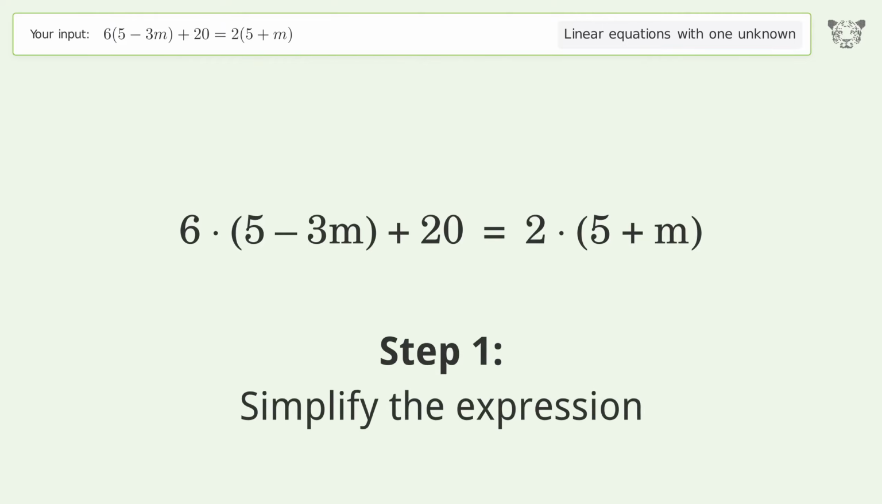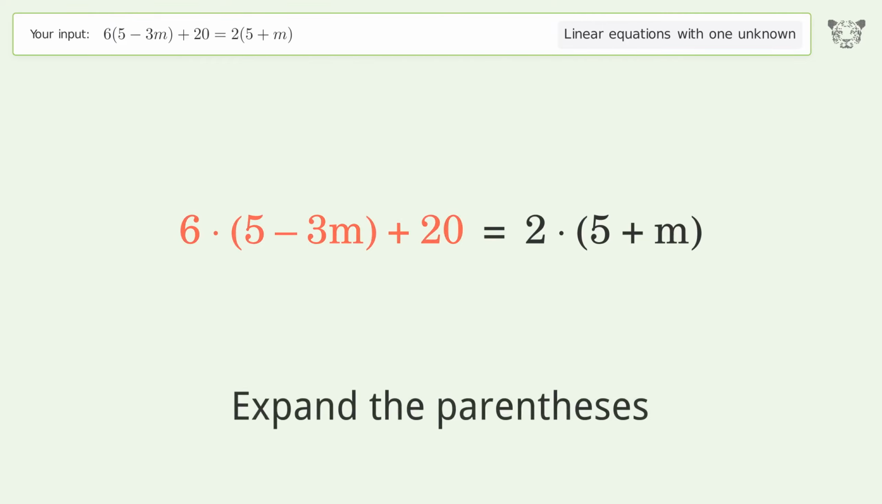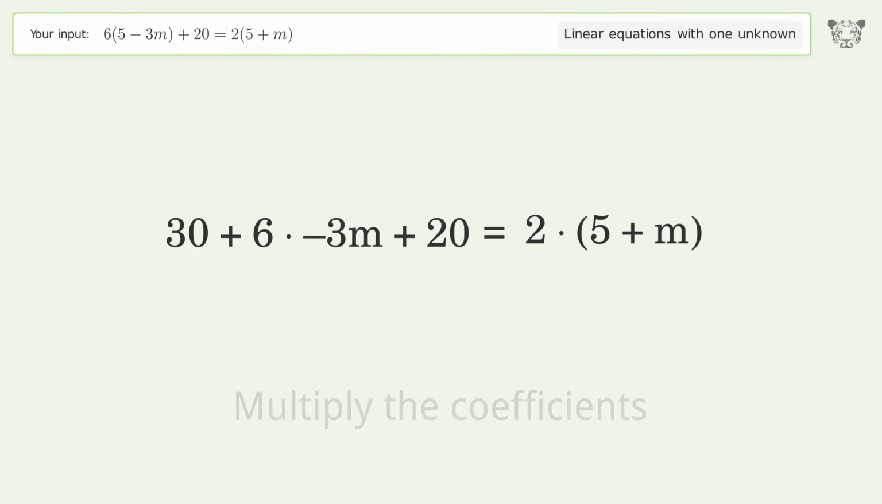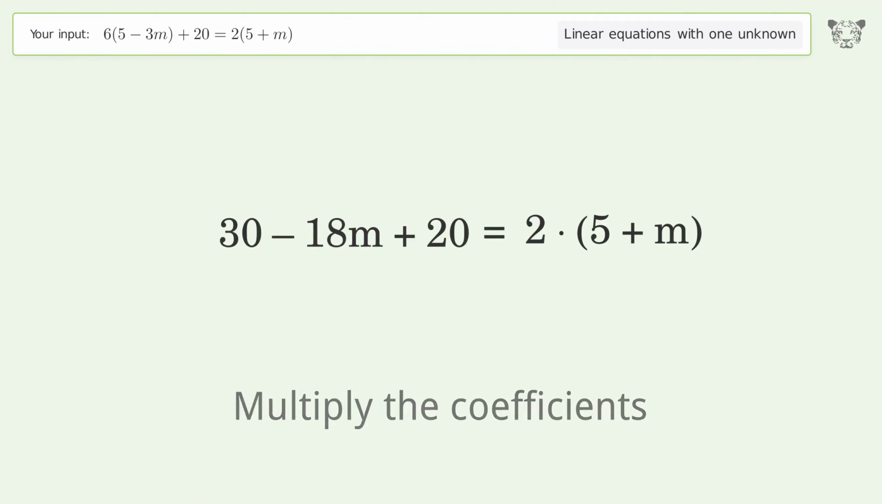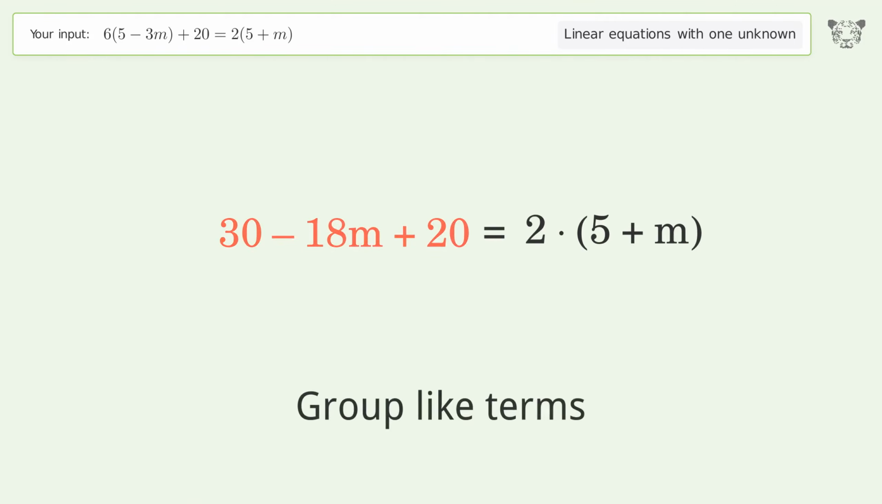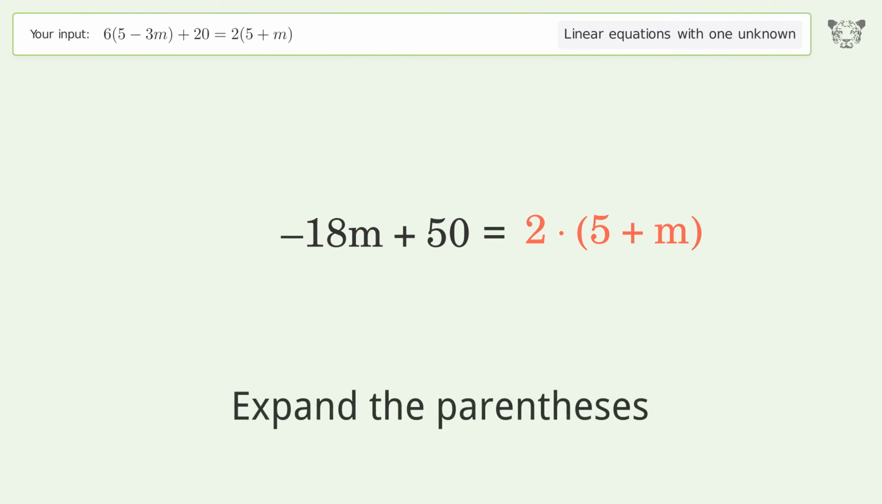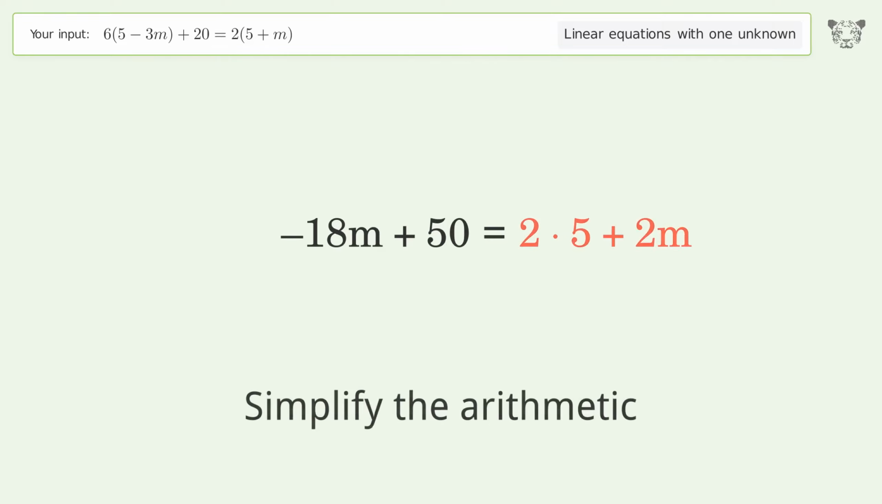Simplify the expression. Expand the parentheses. Simplify the arithmetic. Multiply the coefficients. Group like terms. Simplify the arithmetic. Expand the parentheses. Simplify the arithmetic.